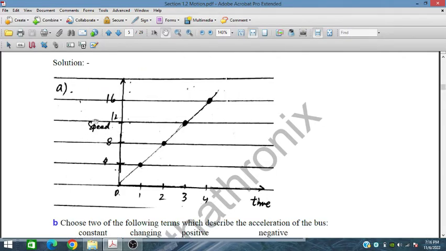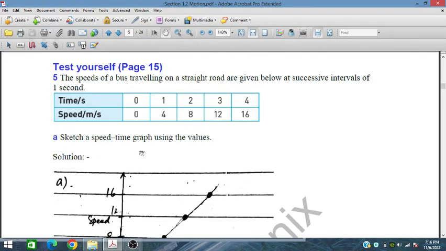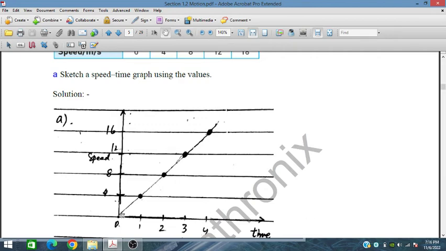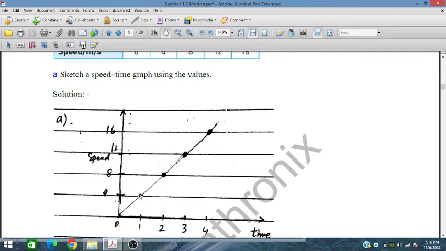Here we have a speed curve, or velocity curve, of speed and time. The curve is drawn like this. At t equals 0 we have this point, at 1 it is 4, at 2 it is 8, at 3 it is 12, and at 4 it is 16. So this is increasing. So here we have constant acceleration.